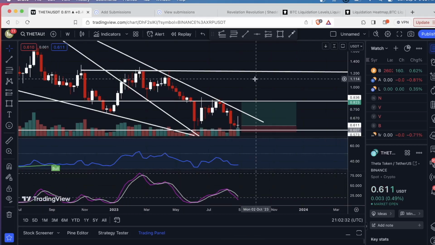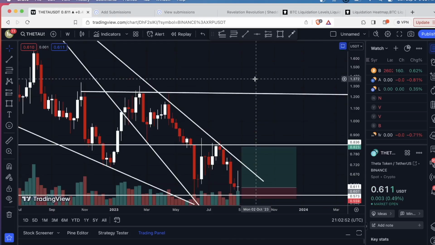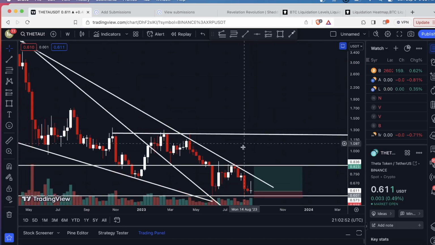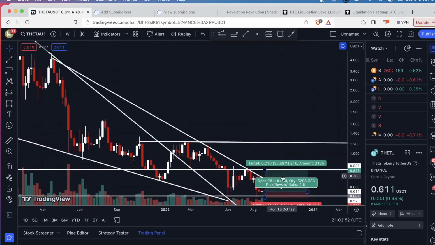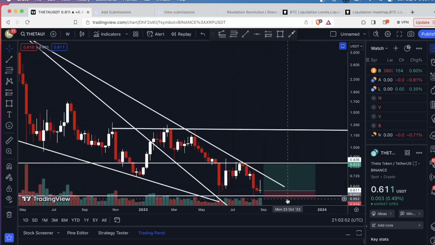And then beyond that, what I like to see is a setup that gives me a good risk reward ratio. Okay, so we have this horizontal resistance level right here. And then if I was to enter at the current price, I would place my stop loss below these 2 wicks.